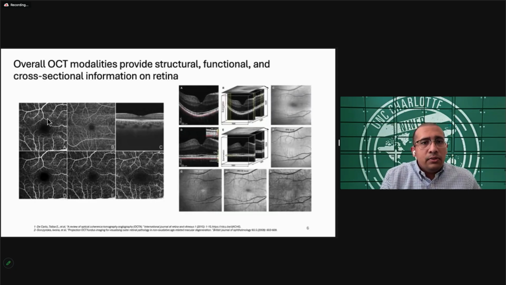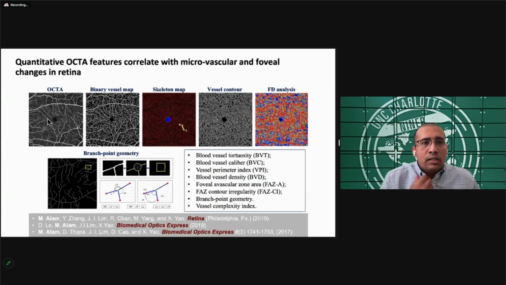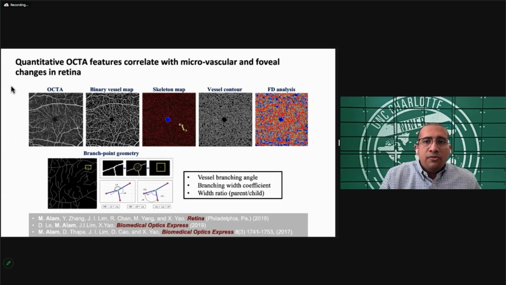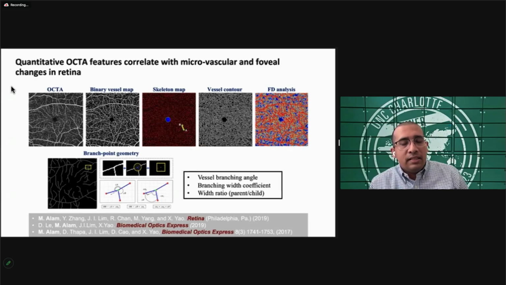Also, there are quantitative features, imaging biomarkers that have been developed, especially by our lab, which can correlate to microvasculature and foveal changes in the retina. These features give a measure of geometric and textural complexity, and are very good at identifying different stages of the disease. However, although these features are really useful in identifying stages and pathologies, there's a need for artificial intelligence backed models that can do some work for us.